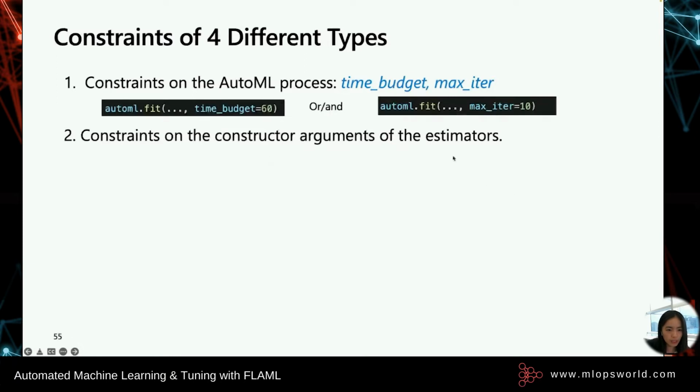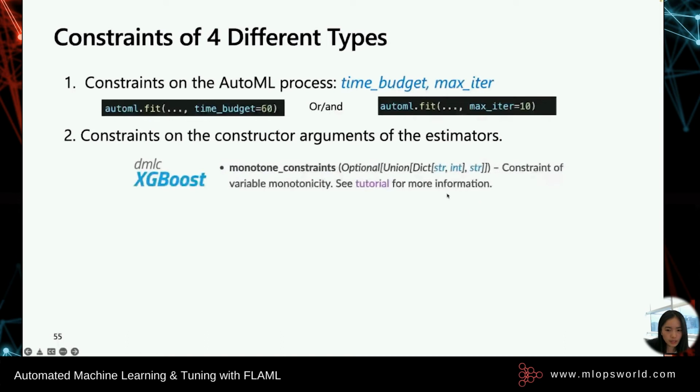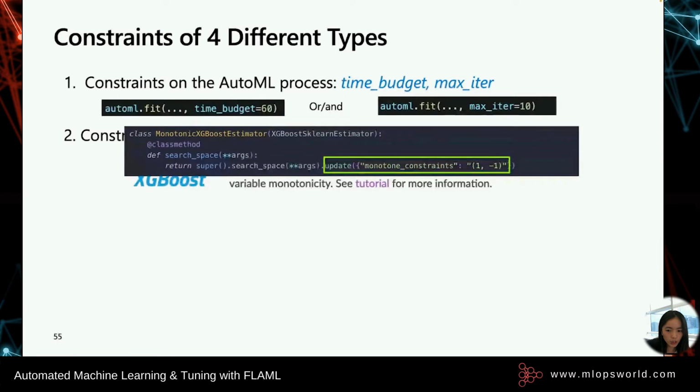on the constructor argument of the estimator. For instance, XGBoost has a constructor argument named monotone constraints, which can be used to constrain its variables. Then we can add a monotone constraint to XGBoost in this way. So basically, we are trying to update the search space because it is a constructor argument. And if you still remember, we introduced a shortcut to revise the search space, which is through the custom HP. You can also do that in this way.